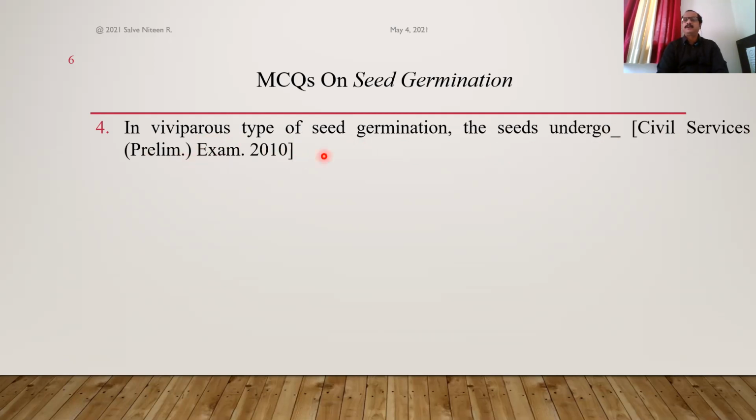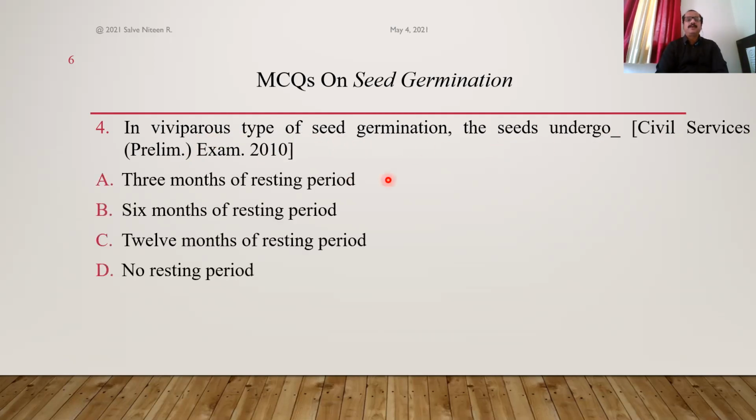Nowadays for the preliminary exam they don't take an objective optional paper, but some time before they used to ask such objective questions. So here, in viviparous type of seed germination, the seeds undergo 3 months of resting period, 6 months of resting period, 12 months of resting period, or no resting period.